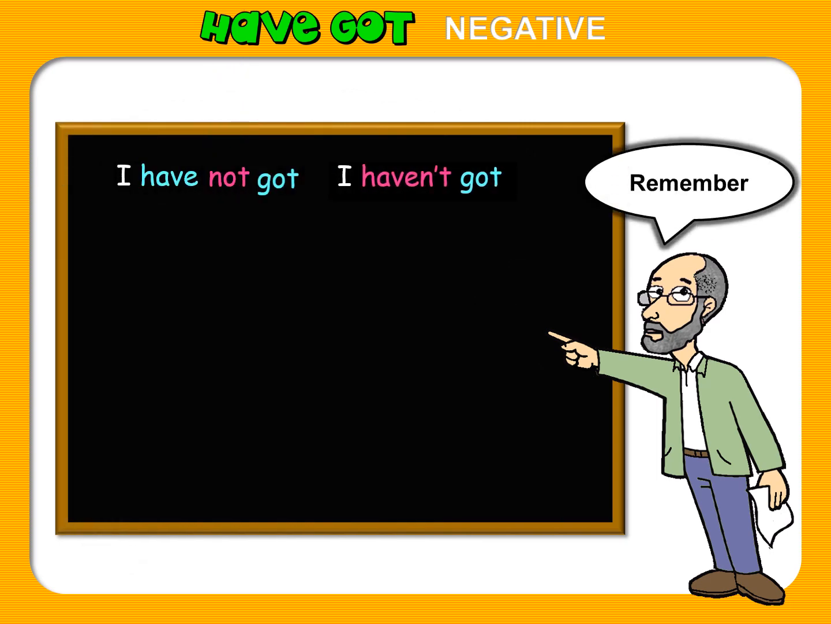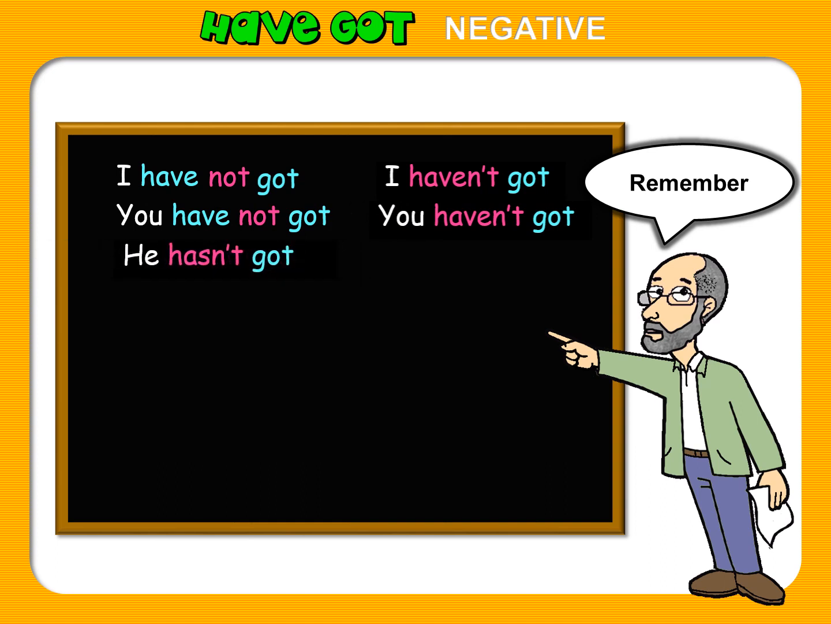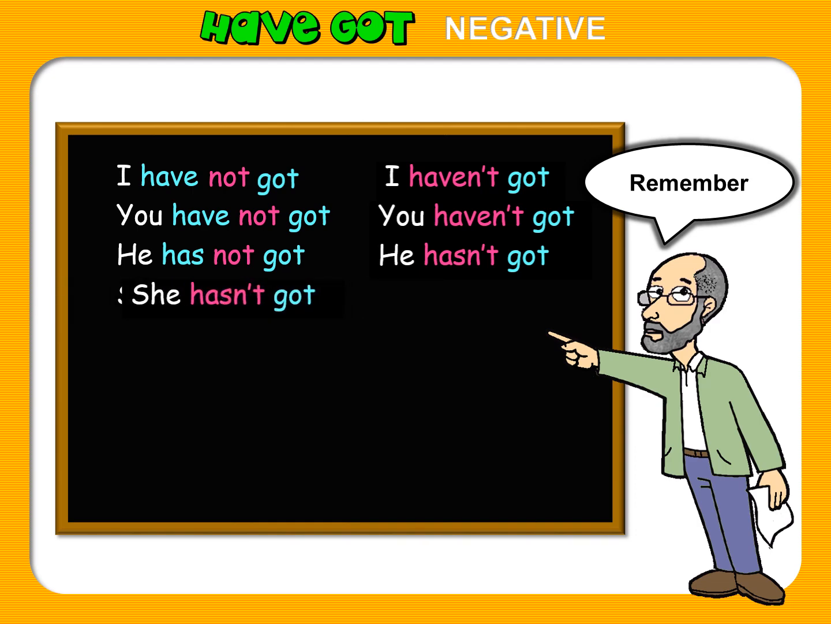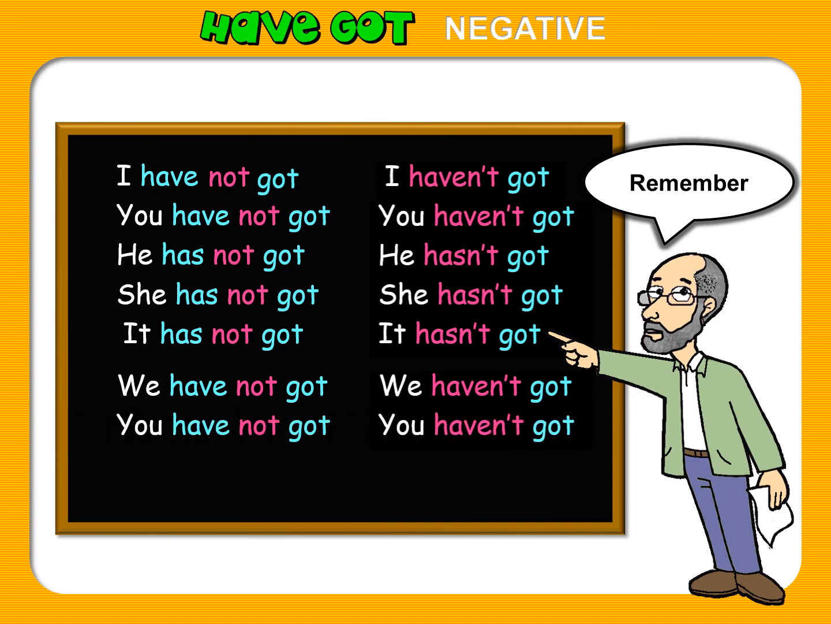Okay, so now I have not got means I haven't got. You have not got means you haven't got. He has not got means he hasn't got. She has not got means she hasn't got. It has not got, it hasn't got. We have not got means we haven't got. You have not got means you haven't got. And they have not got means they haven't got.